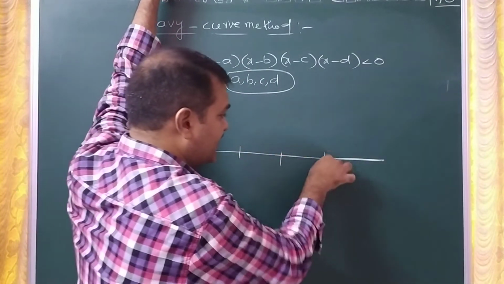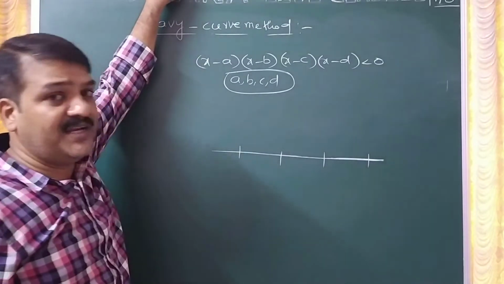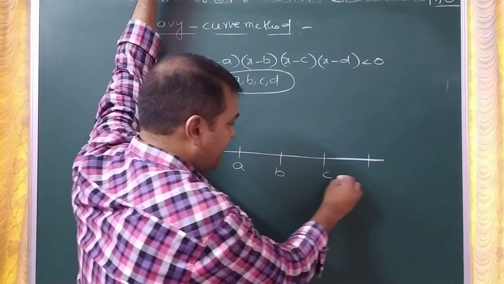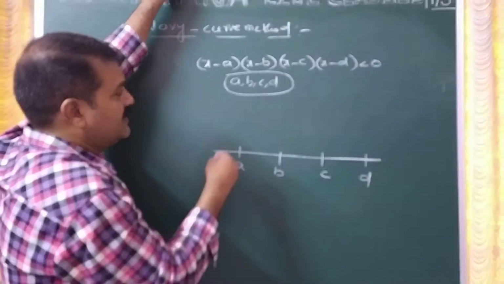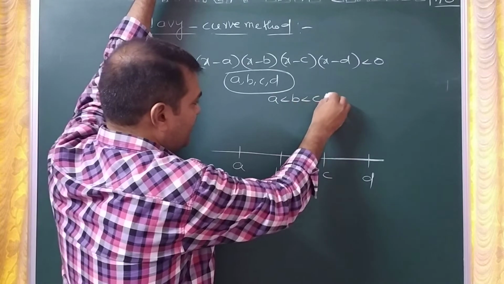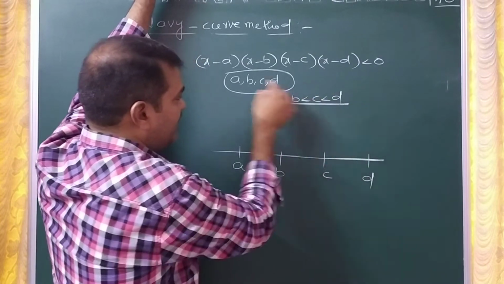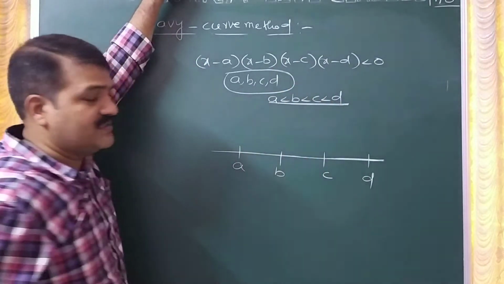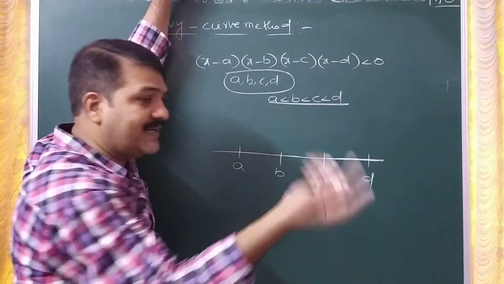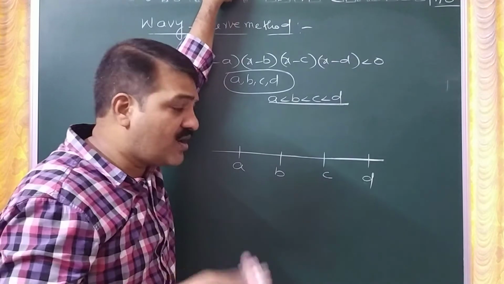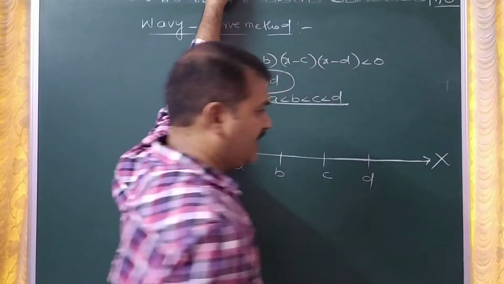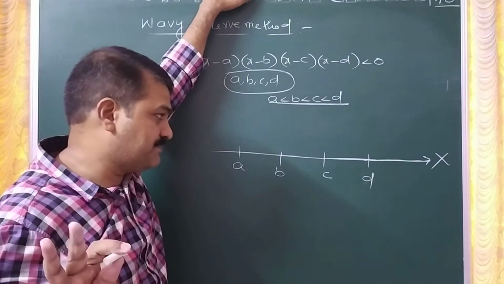Now locate the critical points in ascending order. That means I am assuming that A, B, C, D is the ascending order. So locate the critical points in ascending order on the number line or on the x-axis. Anything is okay, so locating on the number line or on the x-axis, both are okay.